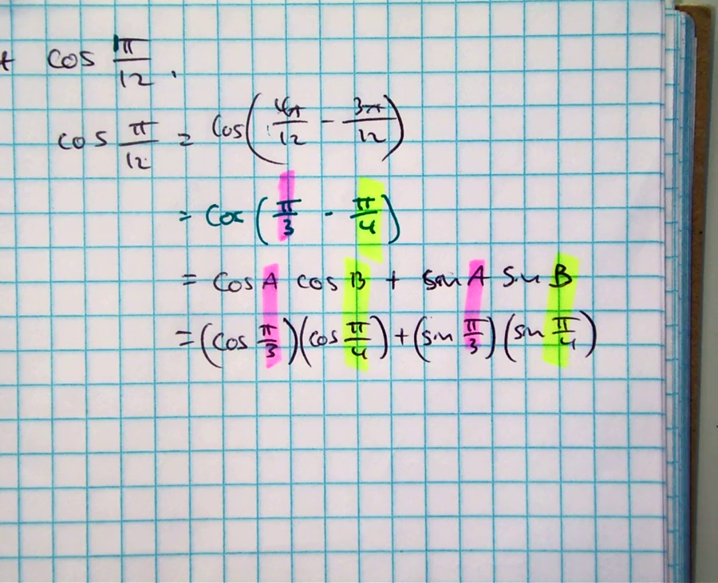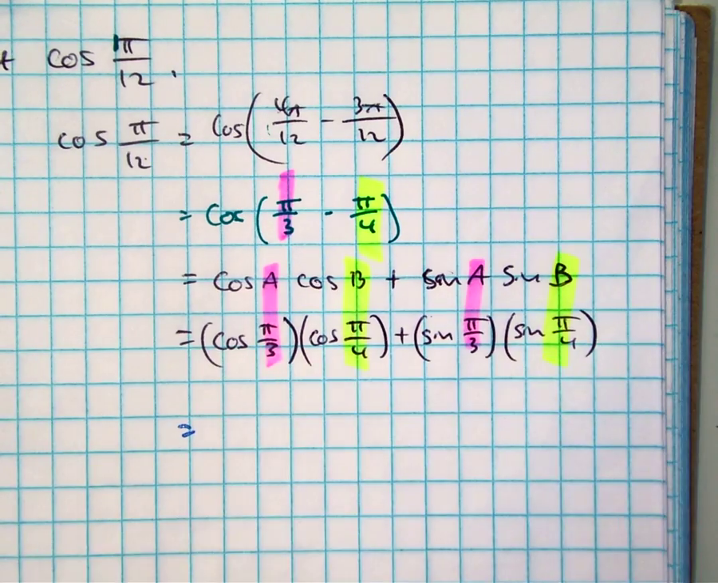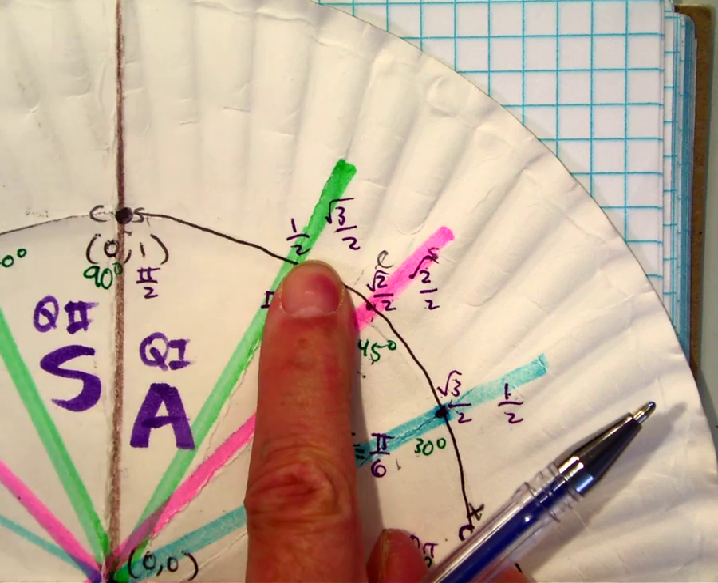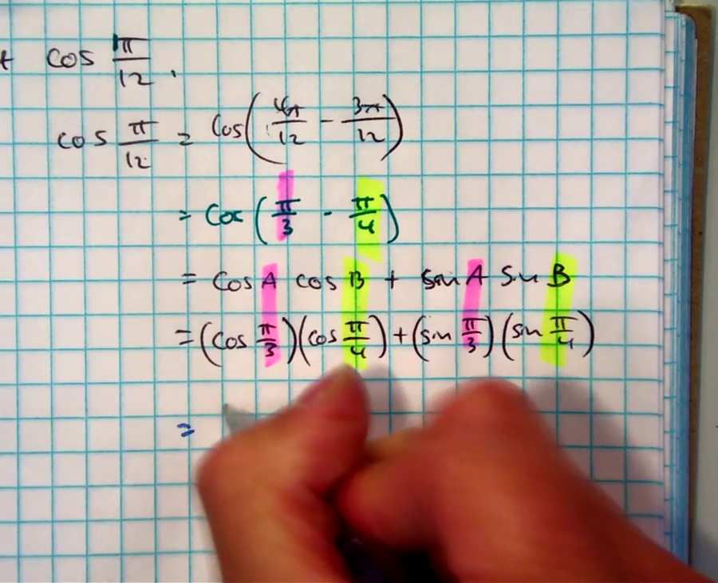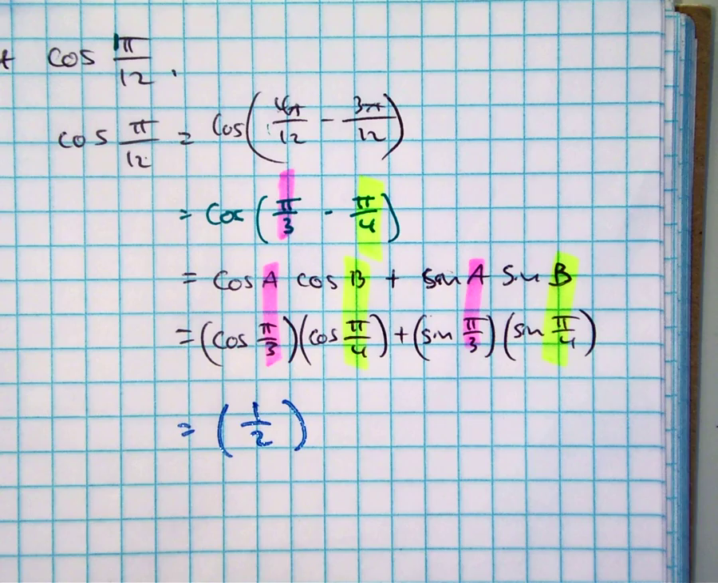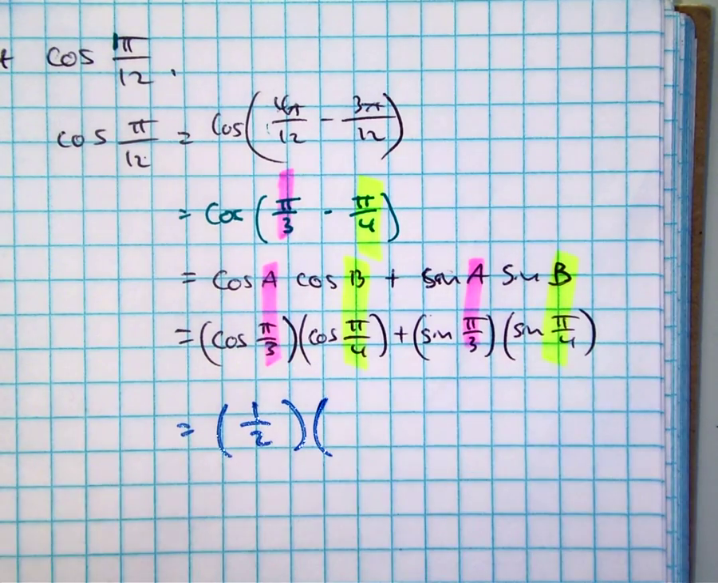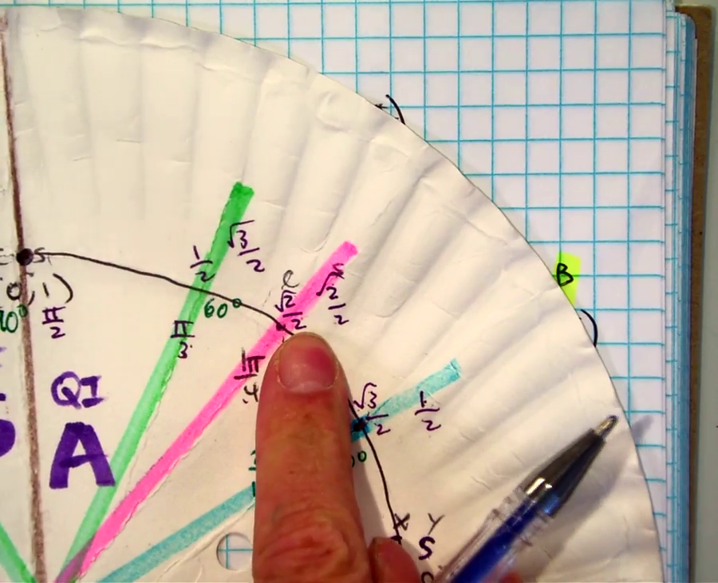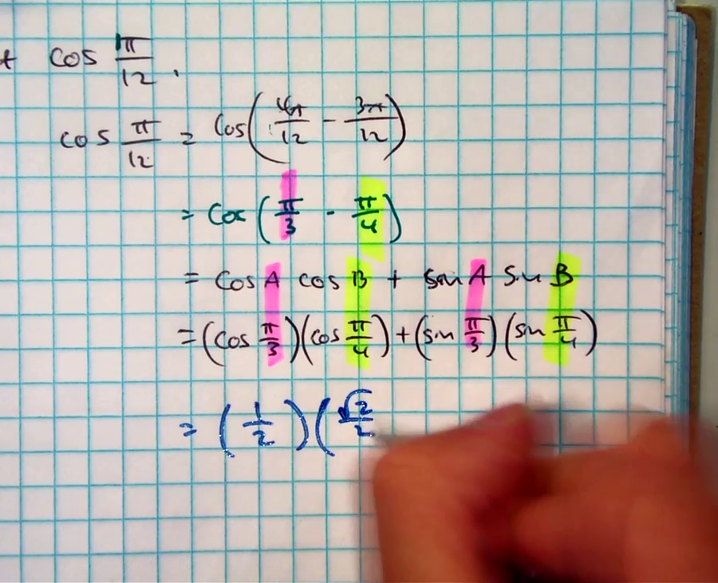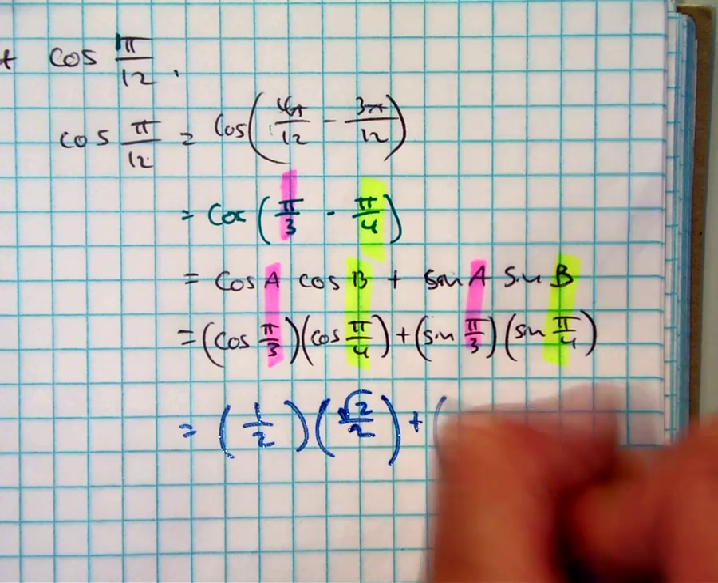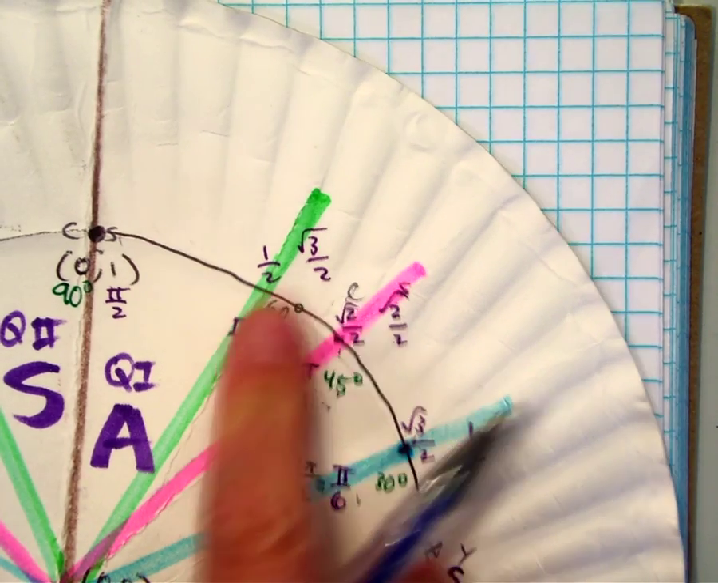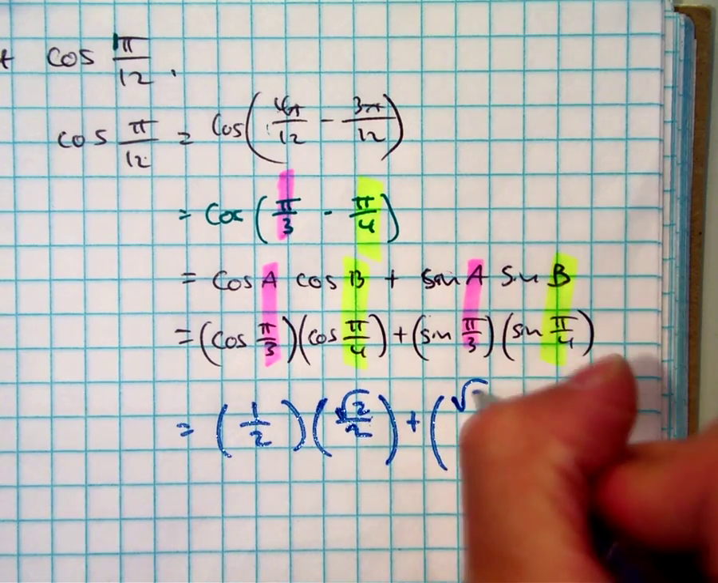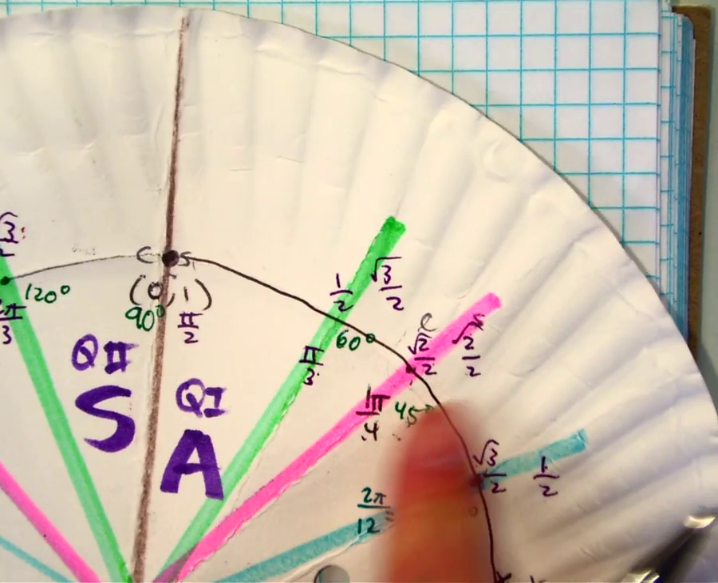Now we're just going to look at our unit circle. Cosine at pi over 3. Cosine is the first one, so I get 1/2. Cosine at pi over 4. Radical 2 over 2. Sine at pi over 3. And sine at pi over 4.